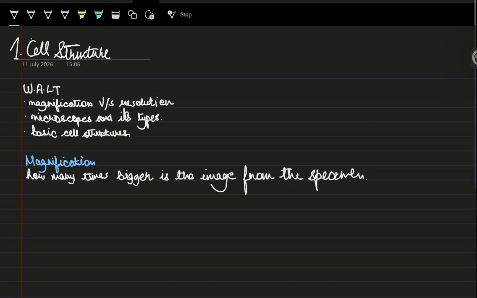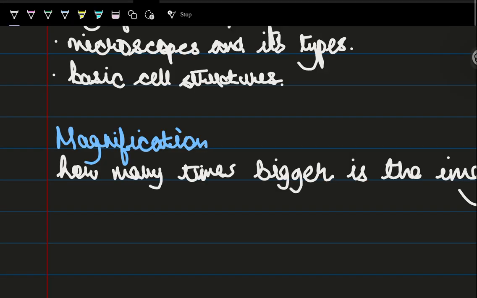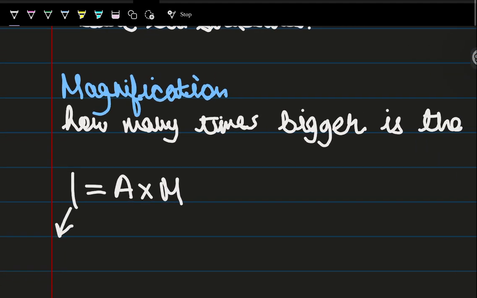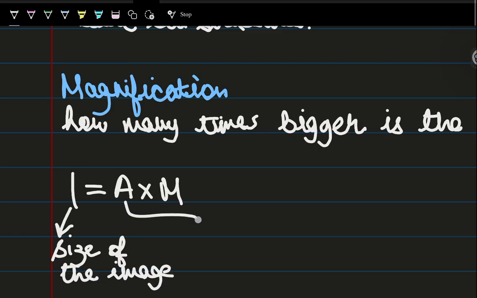So the formula is I equals A into M, where I is the size of the image, A is the actual size of the specimen, and M is the magnification.